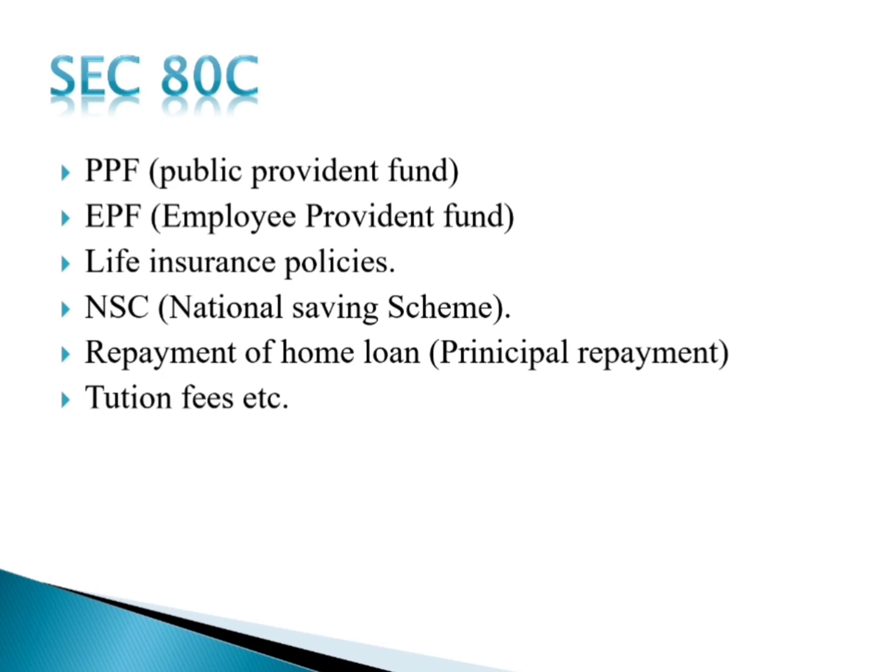In 80C, basically this covers your EPF, PPF, and VPF. VPF means voluntary provident fund, whereas PPF is public provident fund. Also life insurance policy, national savings certificate, and repayment of home loans. Similarly, we also have tuition fees and many more in this section.